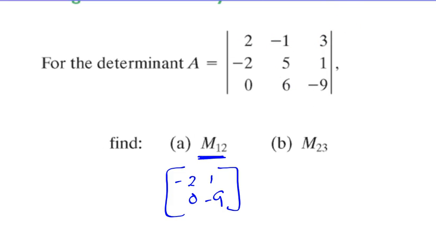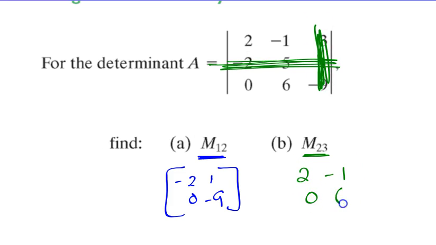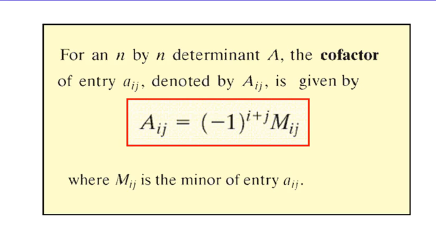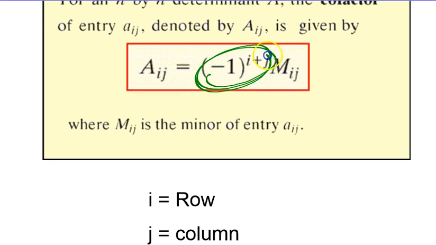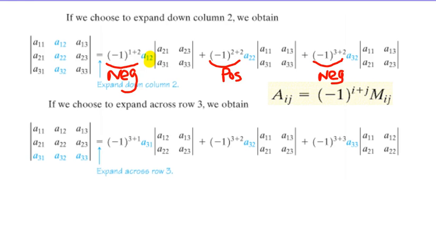If I do the minor for 2, 3, I would eliminate row 2 and column 3, and I'd be left with 2, negative 1, 0, 6. So an example of this is just explaining whether it's positive or negative, depending on whether the row and the column add up to an even number or an odd number. And then this is just the minor matrix for the definition.